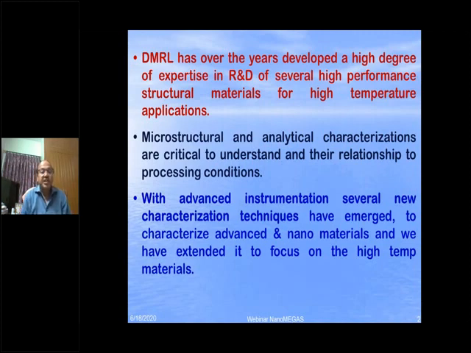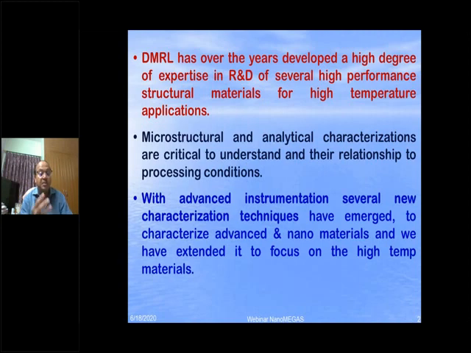As you know, DMR has over the years developed a very high degree of expertise in R&D of several high performance structural materials for high temperature applications. I'll be sharing live examples of how to face the problem and how advanced techniques of electron diffraction can be used to solve those problems.